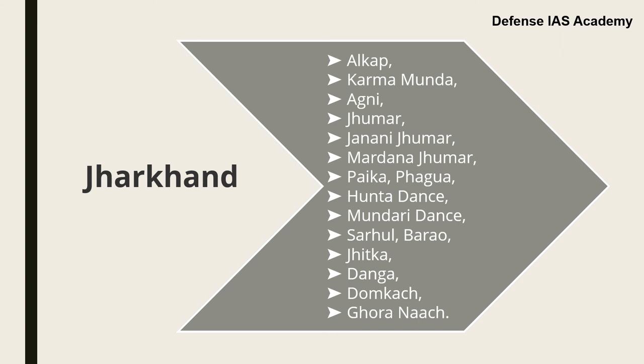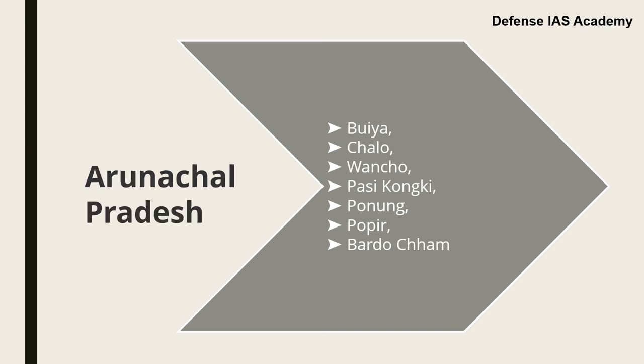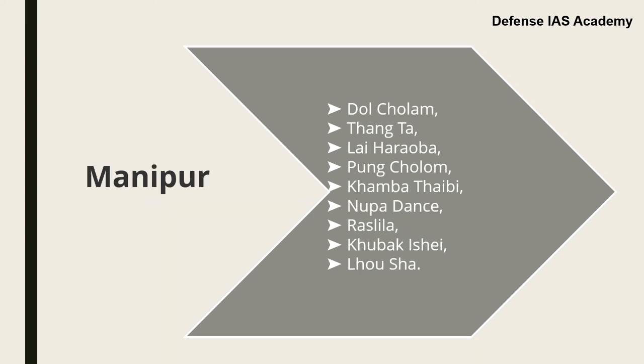So there is a lot of list going on. And for Arunachal Pradesh, you have Buhiya, Chalo, Wancho, Pasi, Konki, Ponung, Popir, Bardo, Cham. For Manipur, you have Dol Cholam, Thantha, Lai Haroba, Humk Cholam, Kampa Taibi, Nupa Dance, Ras Leela, Kubak Ishe, Lau Sha.